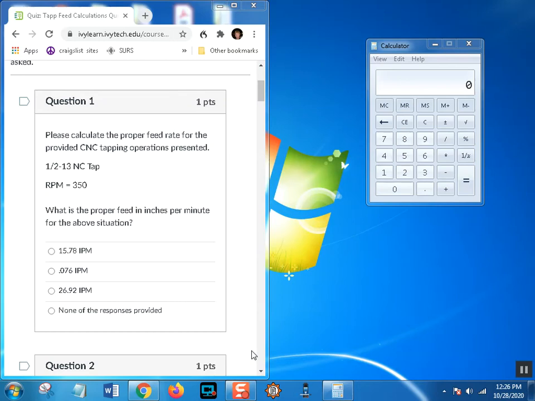Hello and welcome to the Tapp feed calculations video here. What we're going to do is teach you how to do Tapp feed calculations. This one's going to be English. I will also do a small one on metric since they're a little bit different but not a whole lot. The process is basically the same.